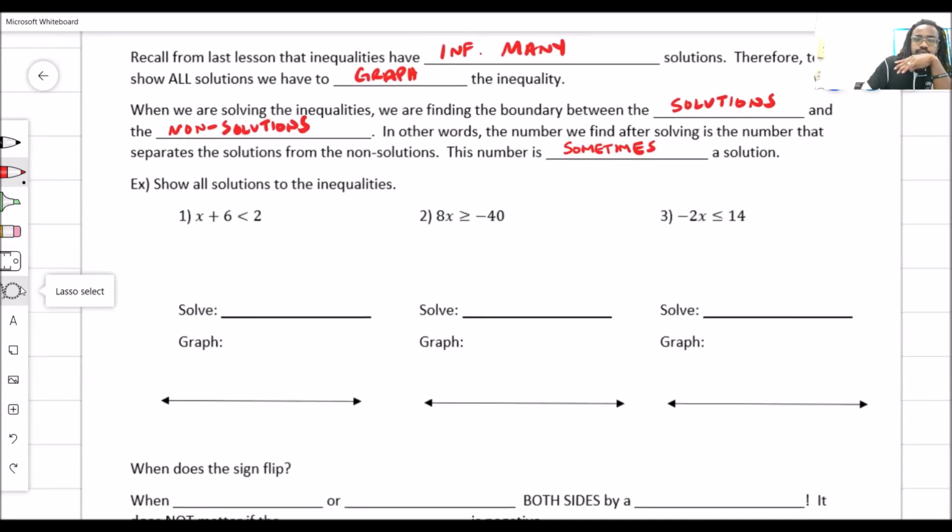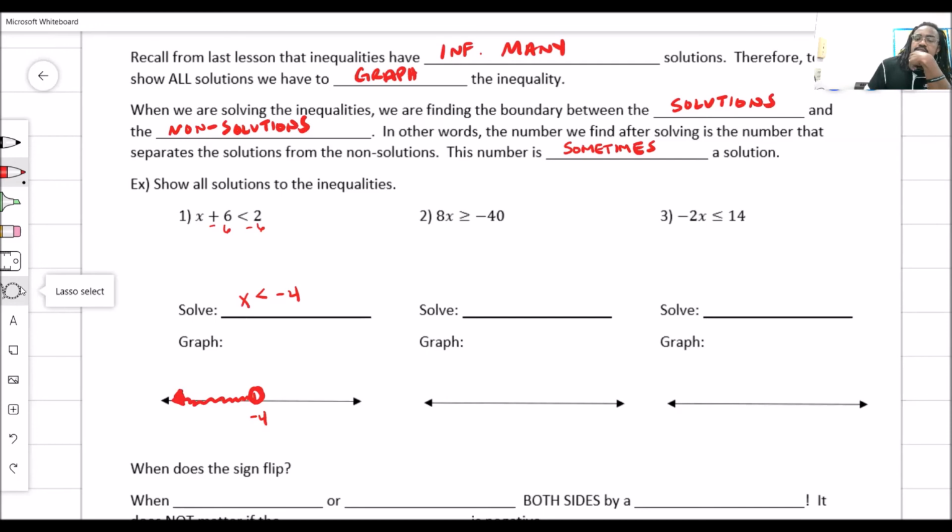Okay, so here it says show all the solutions to the inequalities. So we want to solve this, and solving is not going to be a whole lot different than if we were using just equations. So to get x by itself, I'm going to subtract 6 from both sides, and I get x is less than 2 minus 6, negative 4. So I graph this, negative 4, less than means an open circle, go to the direction of less thans. So the left.